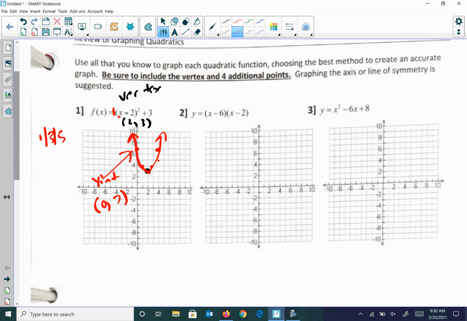So I'm going to get 0, comma, plug 0 in. -2 squared is 4. 4 plus 3 is 7. So 0, 7. So notice those match.